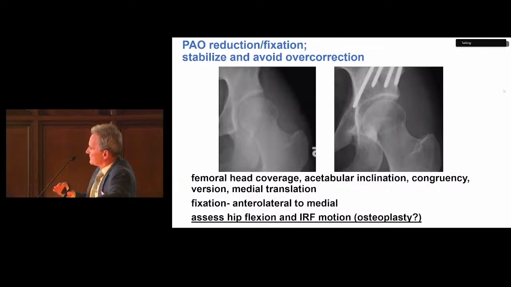And then in terms of fixation, I use 4 or 5 screws as shown here from medial to lateral. And again, we assess hip flexion and internal rotation to decide upon osteoplasty. So those are just some of the basic things in terms of how I do the operation in general. In the challenging cases, sometimes we have to change things a bit. Sometimes we have to compromise a little bit. So we'll just go through a couple examples.